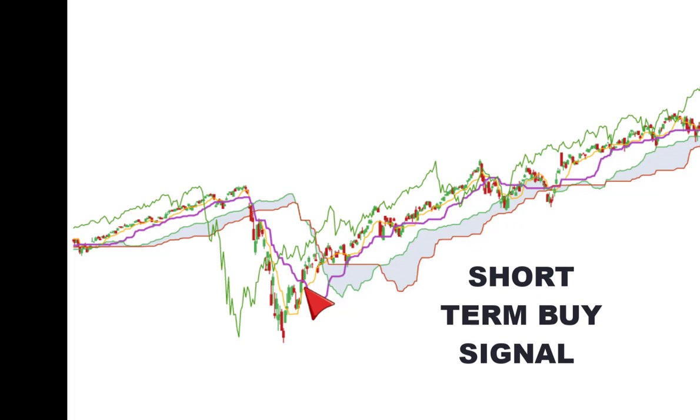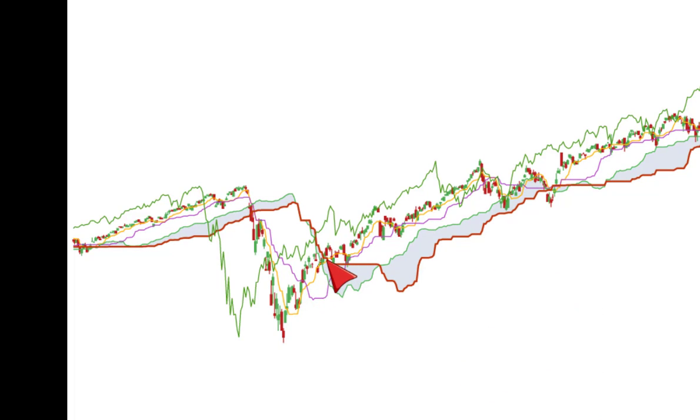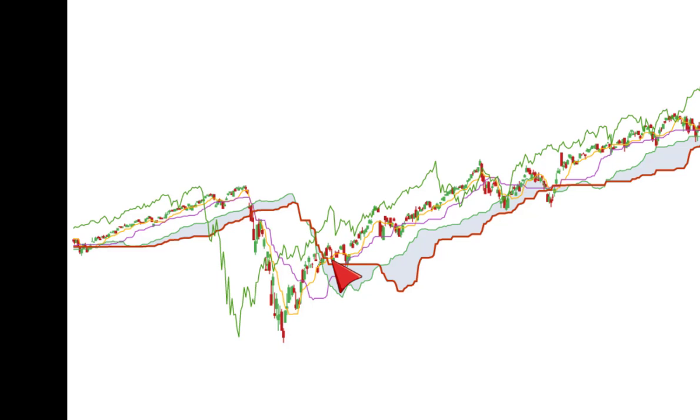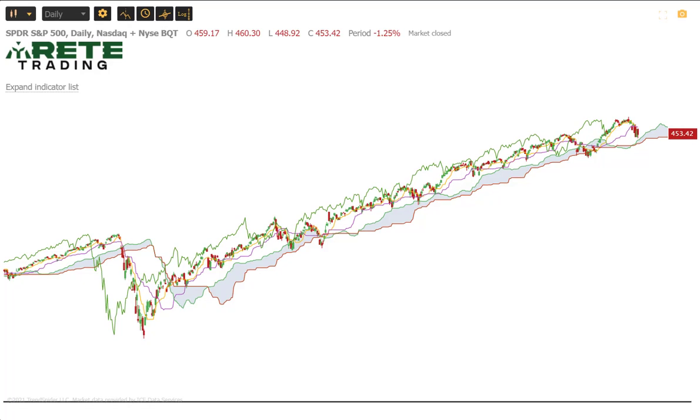On top of that, you then have us getting above the cloud right here. So getting above that cloud was your long-term signal. So your short-term or medium-term signal fed into your long-term signal, which gave you confirmation. And then you could see how the trade progressed from there. So there are two trading strategies that you could use with this.